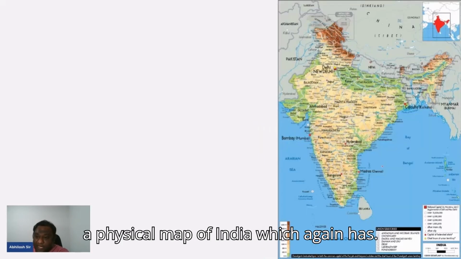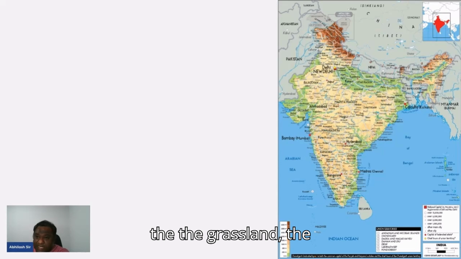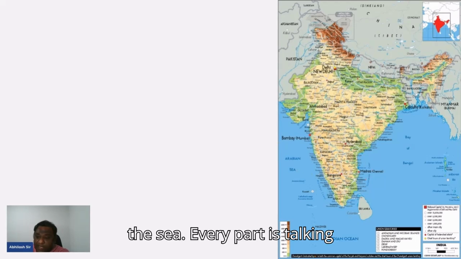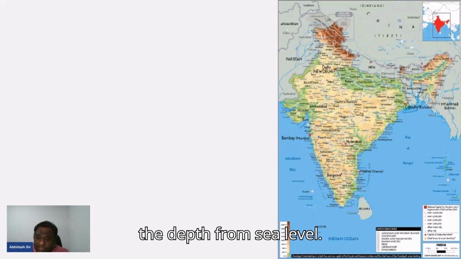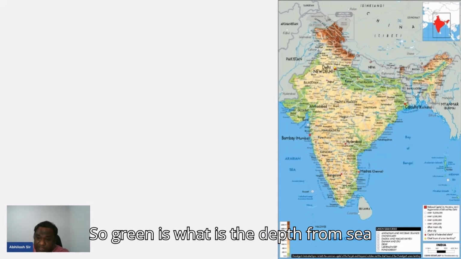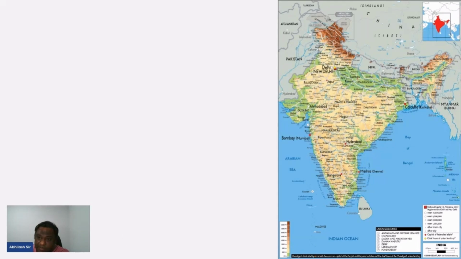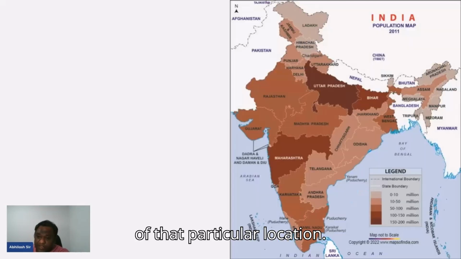This is a physical map of India, which again has, if you zoom in, you'll realize, the grassland, the riverland, the various mountainous terrain, Himalayan land, the Eastern Ghats, the Western Ghats, the sea, every part. So it is talking about the physical part, and here it shows the depth from sea level. So green is the depth from sea level, and as heights increase, the color changes to brown. So that shows the height of that particular location.